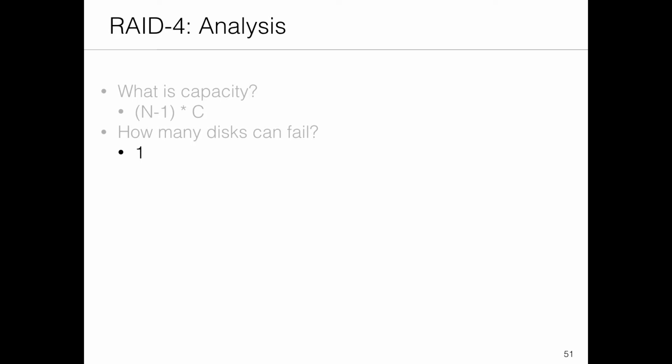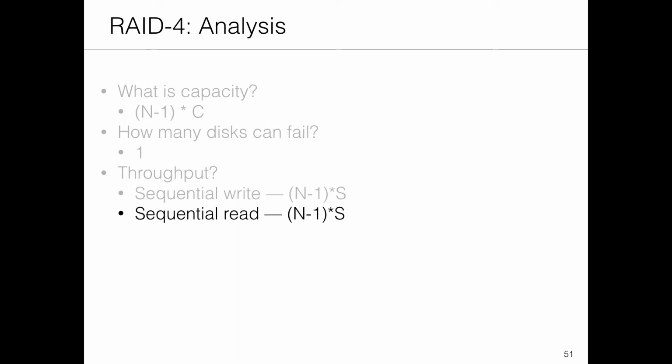One particular implementation which I read is that you look at all the corresponding bits, you compute the parity, and then you write them all together. So now you're writing n times S in one go, but out of them the useful one is only n minus 1. So for sequential write it's n minus 1 times S. Similarly for sequential read it will be n minus 1 times S, because again that's the useful bandwidth in some sense.